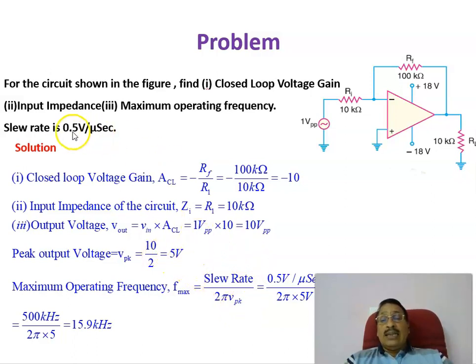Therefore, slew rate is given as 0.5 volt per microsecond. Therefore, 0.5 volt per microsecond divided by 2 pi into peak voltage, that is 5 volt, and you will be getting it is equal to 15.9 kilohertz. That is the maximum frequency for which this IC741 can be operated with this peak value of 5 volt. That is the answer. Maximum operating frequency equals 15.9 kilohertz. That is decided by the slew rate of the op-amp IC741, which is 0.5 volt per microsecond.